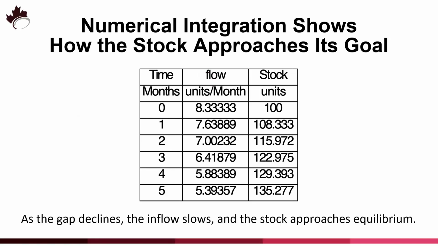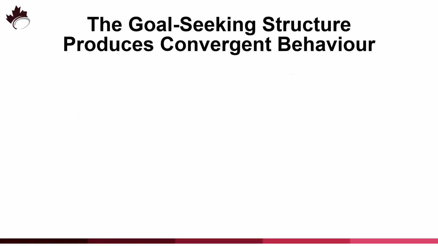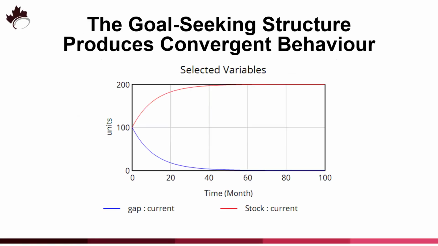And we can look at the results: the gap declines, the inflow slows, and the stock reaches equilibrium. You can see that here in this graphic. This is a goal-seeking structure, and we can see that it produces convergent behavior. The red line is the stock over time, starting at 100 units and reaching the desired level of 200 units over a period of months.